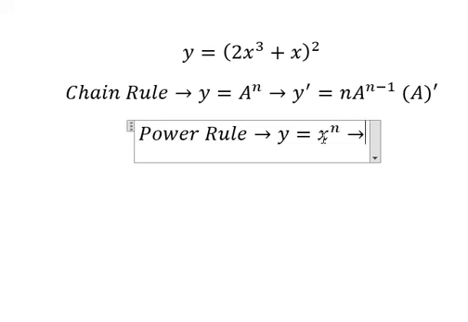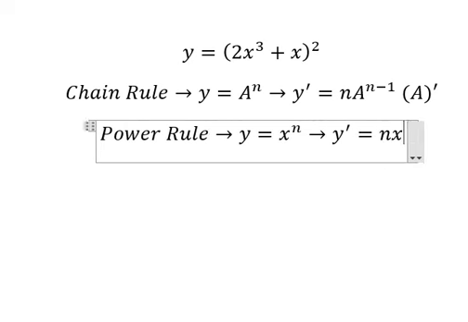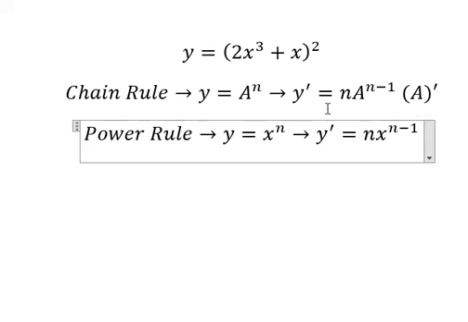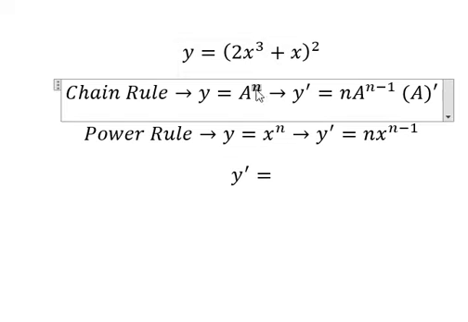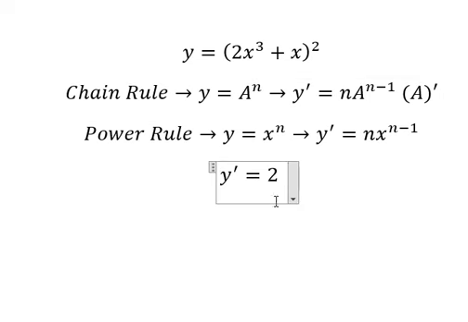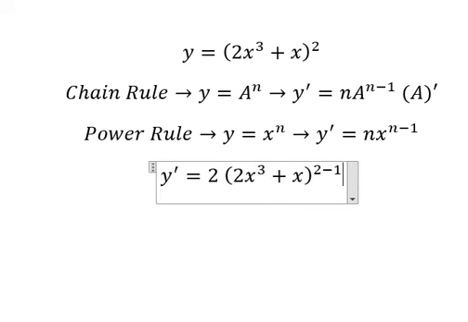So if we do first the derivative of x to the power of n, we have it like this. Now we can apply the formula in here. So we have number 2, I will put number 2 here. So if we do first the derivative, we have 2x to the power of 3 plus x to the power of 2 minus 1.